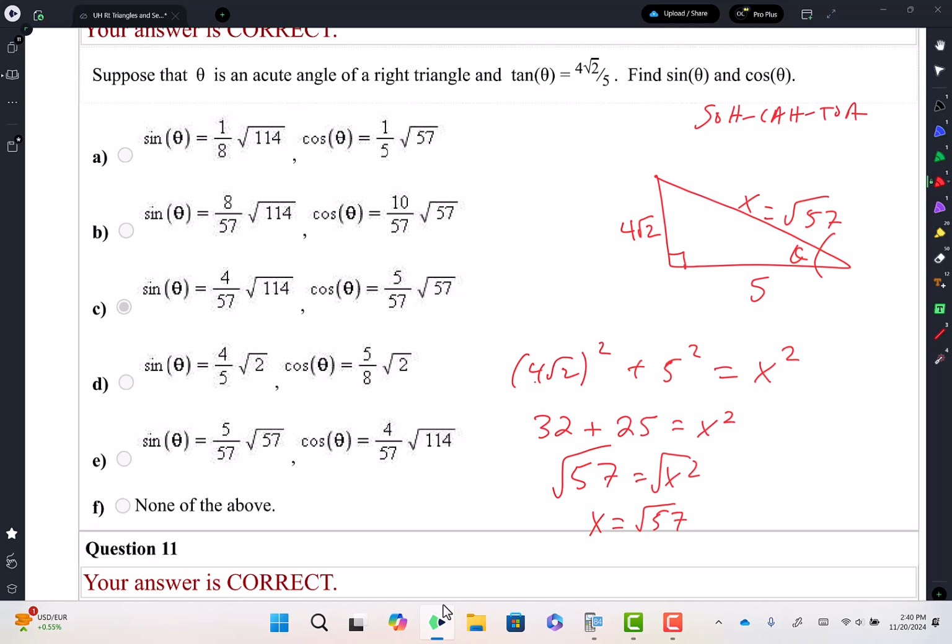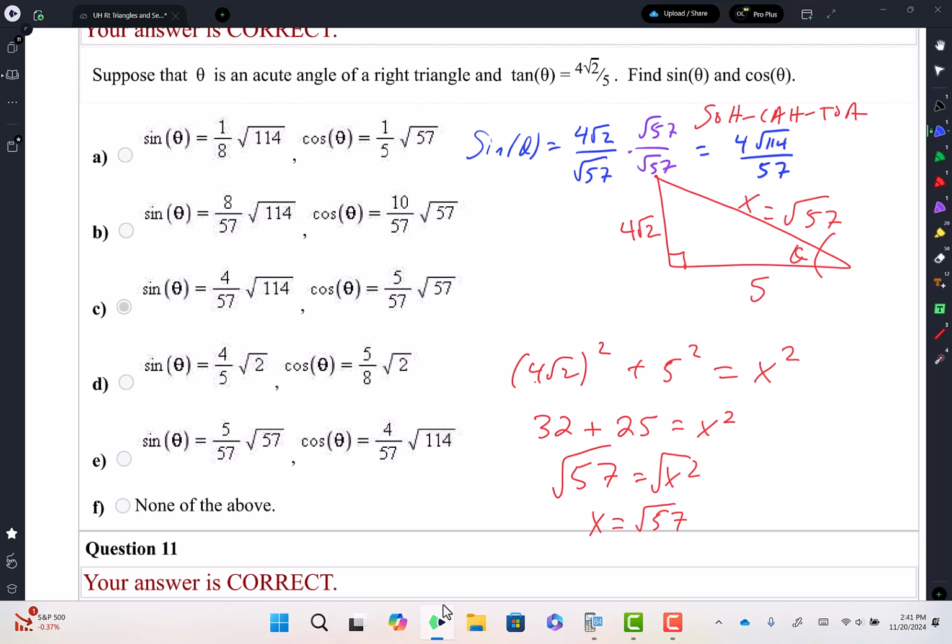Okay. I'm going to write it in blue. Sine theta. Sine is opposite over hypotenuse, so opposite is 4 root 2, and the hypotenuse is square root of 57. Rationalize it: multiply by square root of 57 over square root of 57. And you're going to get 4 square root of 114, over 57. It doesn't reduce because 4 is even and 57 is odd. So leave it alone, and look for that answer for sine.